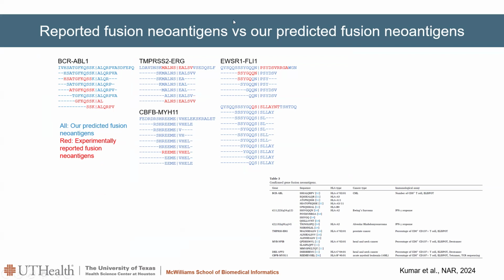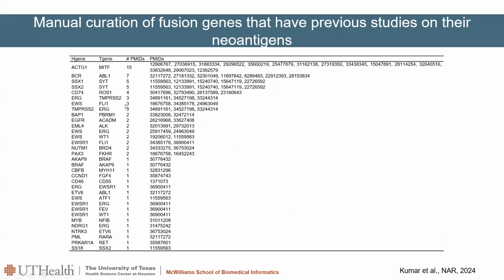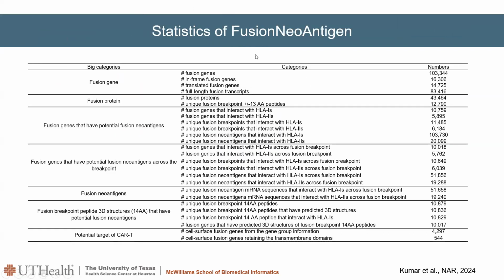In our resource, we restricted to neoantigens retained when they are crossing the breakpoints. So it is a very unique neoantigen. There are not many studies done on fusion gene neoantigens. These are all the studies so far. These are the reported fusion genes with their neoantigen studies. And this is our statistics: how many fusion genes we investigated, how many fusion proteins we have, and how many HLA-1 and 2 and 3D structure interactions, etc.